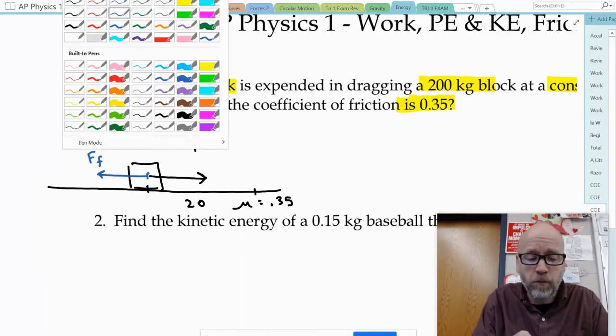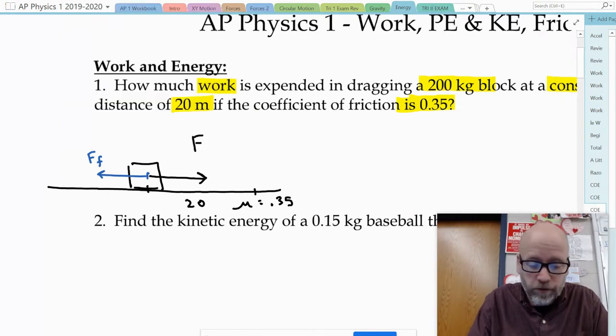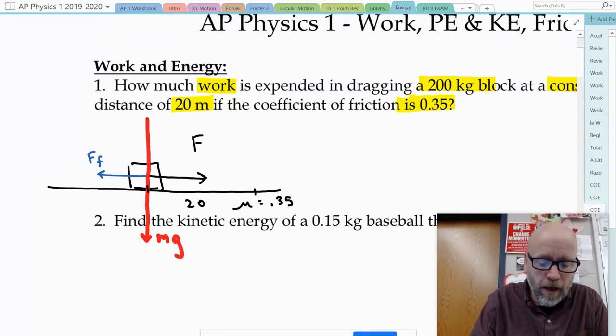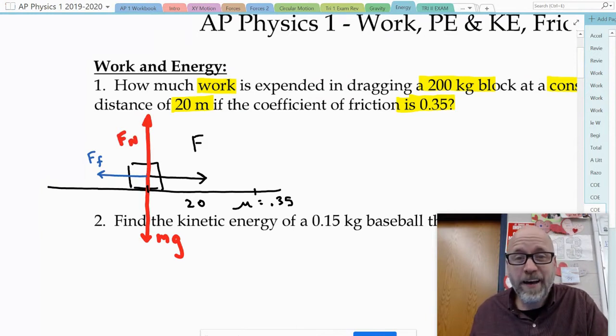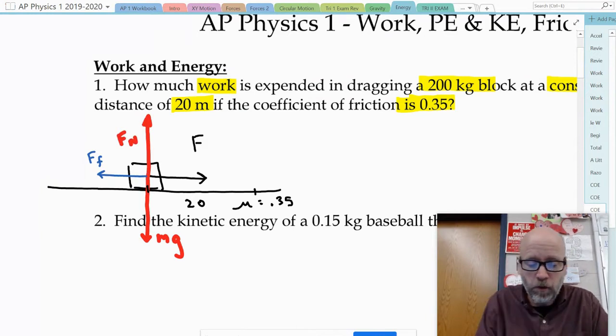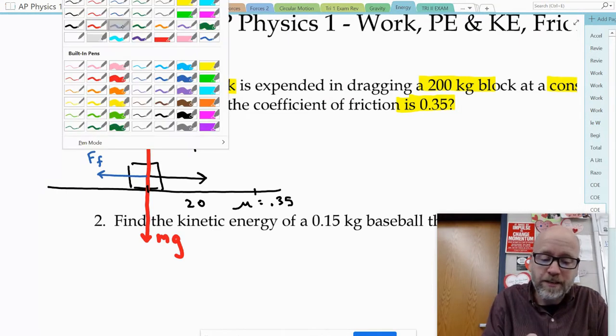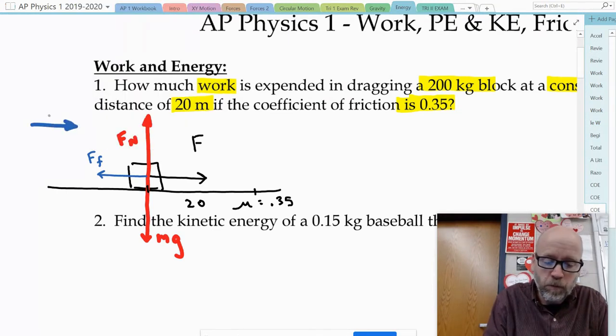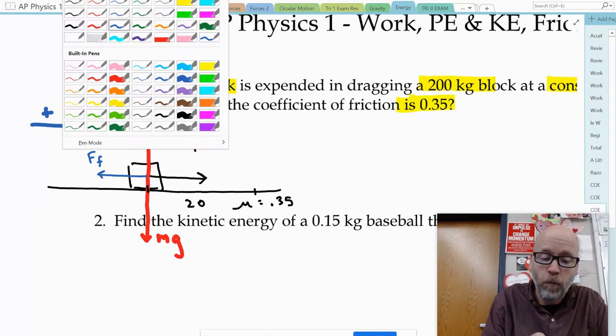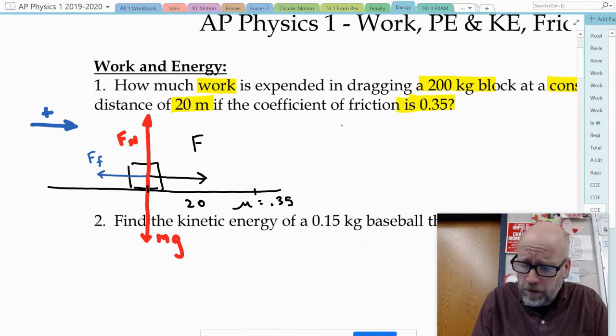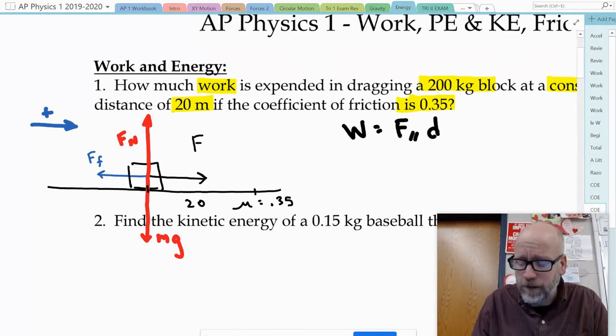Now, there are two other forces that are acting on the system, on this mass. Guess we could call it a system if we wanted. We're going to have mg down and the normal force up. However, I think you guys see that we're only going to be worried about the forces in the direction of motion, which we're going to let be positive. Now, work. What is work? Work is going to be equal to the force parallel times the displacement.